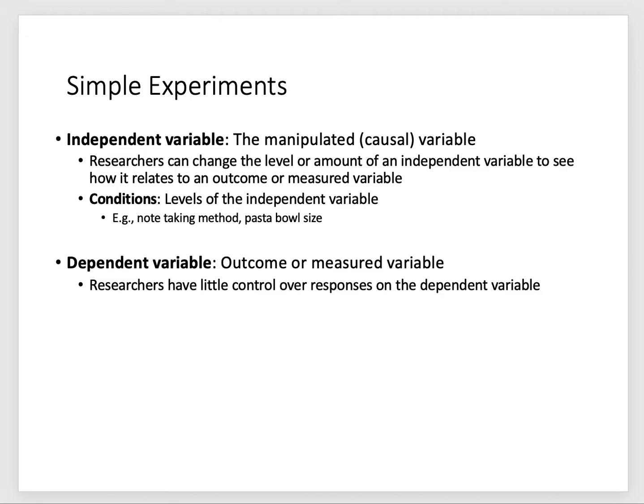Okay, the dependent variable is also referred to as the outcome variable or the measured variable. In a non-experimental design, that's how we talk about it, as an outcome. Researchers, again, have little control over how people respond on the dependent variable, and that's by design, right? We don't want to manipulate what they do. We want to manipulate the independent variable to see the effect that it has.